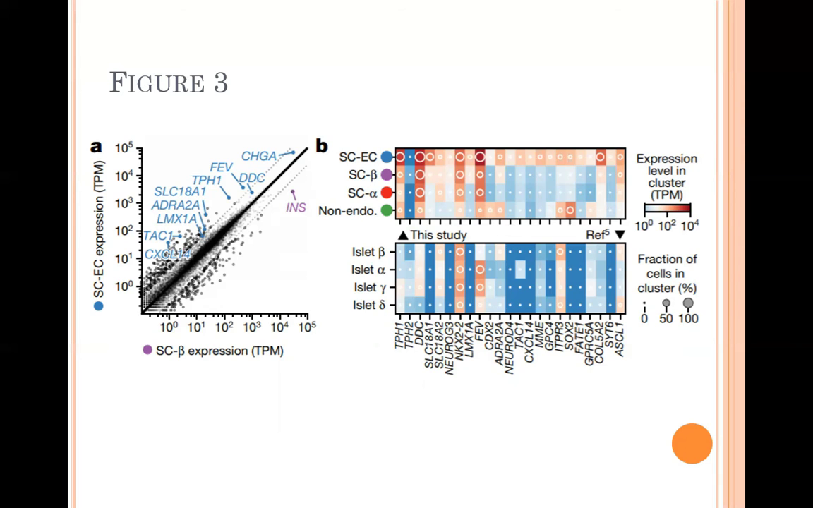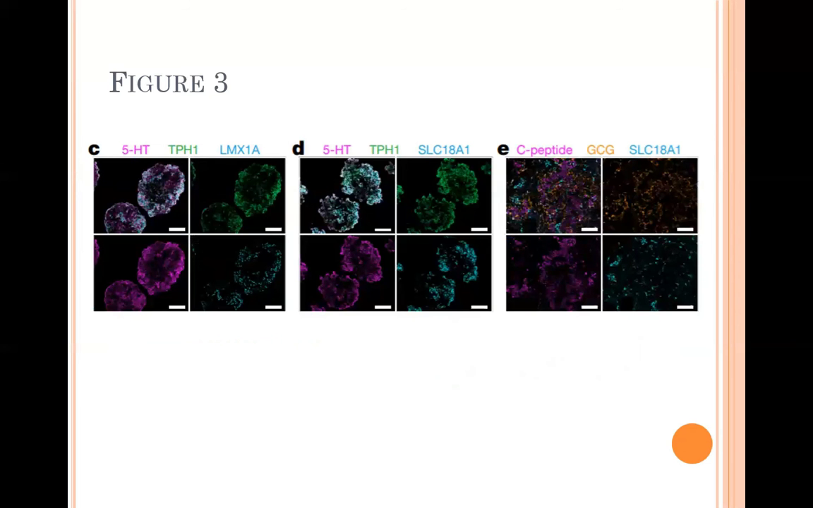If we further explore these cells with immunofluorescence staining of the EC markers in figure C and D, we can see that these SC-EC cells contain serotonin and co-express the markers TPH1, as mentioned before, LMX1A, and SLC18A1. As such, the SC-EC cells are concluded to be enterochromaffin cells. Figure E is also immunofluorescence staining of graft tissue 6 weeks post-transplantation, which shows that these SC-EC cells survive after transplantation.